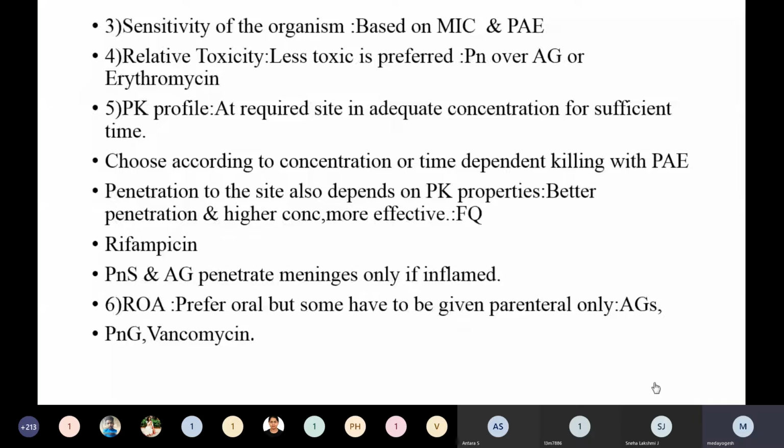The next factor is the route of drug administration. Given a choice, anyone would like to go for oral. But few drugs are there which do not have action when given orally. They act only when given parenterally. Examples are aminoglycoside, penicillin G, and vancomycin.